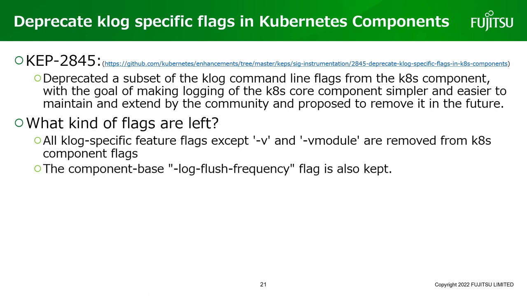The next theme is deprecating klog specific flags in Kubernetes components. This feature is proposed in KEP 2845. Klog has a lot of flags which might not be meaningful nowadays. This KEP proposes to deprecate and in the future remove a subset of the Kubernetes command line flags from Kubernetes components, with the goal of making logging of Kubernetes core components simpler and easier to maintain and extend by the community.